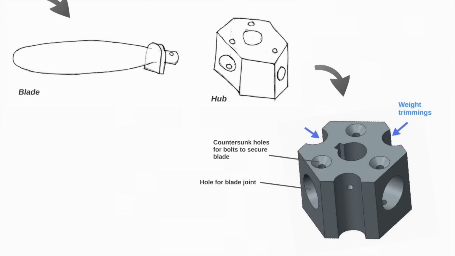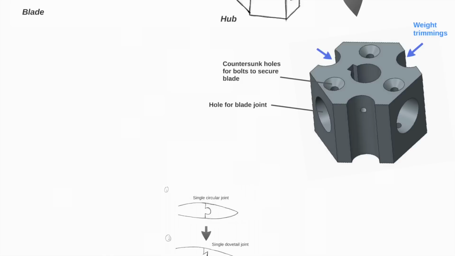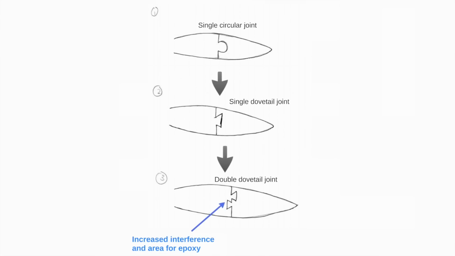A hexagonal hub instead of a circular section was used to trim weight and to cater for accurate positioning of 3 blades and a nose cone. Semicircular pockets were also made in the hub to reduce weight. To join the blades, a double dovetail joint was implemented to improve locking and increase mating surface area for the epoxy.